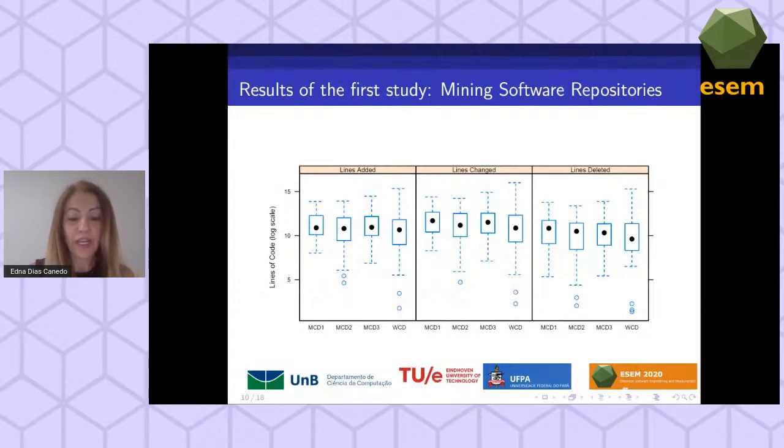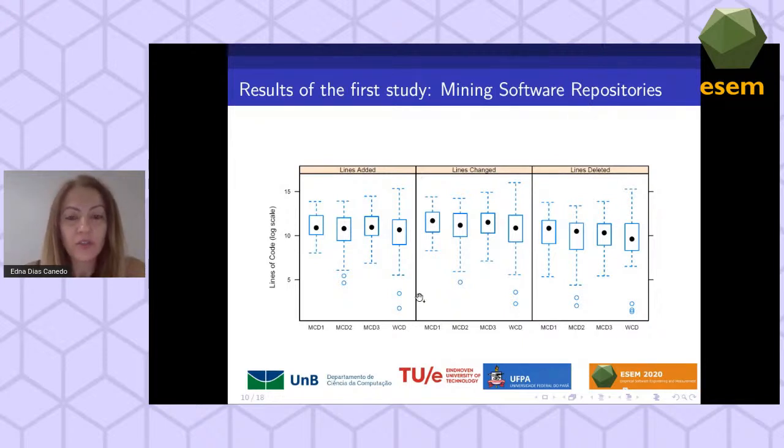Accordingly, we have mined the commit history from the 36 women core developers, WCD, and we randomly generated three data sets with men core developers, MCD1, MCD2, MCD3, and have collected the commit history. Which one of these data sets comprise 36 men core developers?